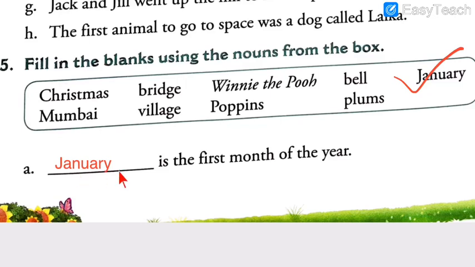Please write down the answers. For those students who are writing in the rough notebook, you can write exercise 5, chapter 1, answer A, January. So this way you can write, and this is for your convenience. So once you get your textbook, you can copy down the answers properly.